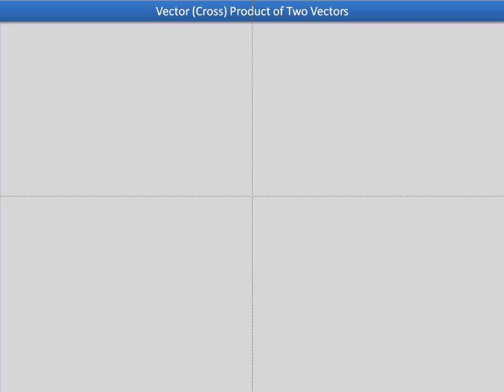Hello, in this video we're going to look at the other kind of vector multiplication, which is the vector product or cross product. A cross B is, at first glance, very similar looking to the scalar product. It's the magnitude of A times the magnitude of B times the sine of the angle in between them. However, this is a vector, and so it has a direction.